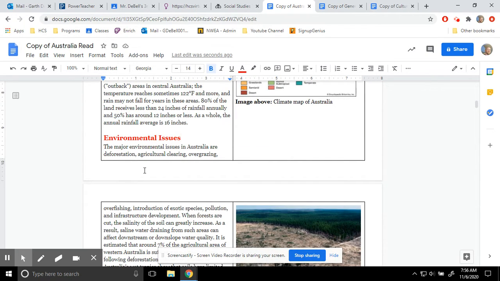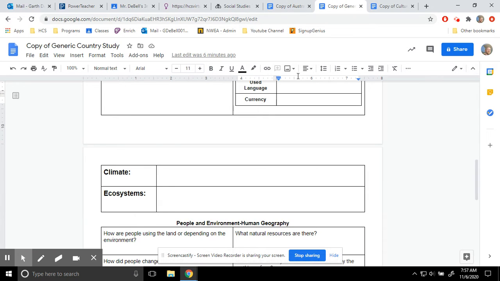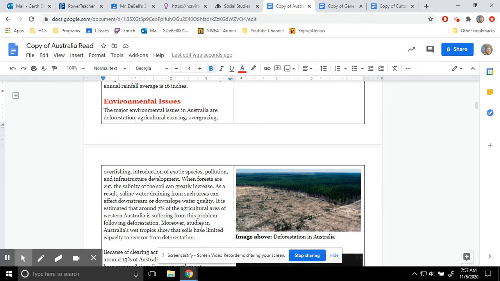The major environmental issues in Australia are deforestation, agricultural clearing, overgrazing, overfishing, introduction of exotic species, pollution, and infrastructure development. All right, so that's quite a list of things going on in Australia. Some are probably more destructive than others, but all of these are issues that are considered to be major. So they're having a pretty big impact on the environment and the ecosystem.